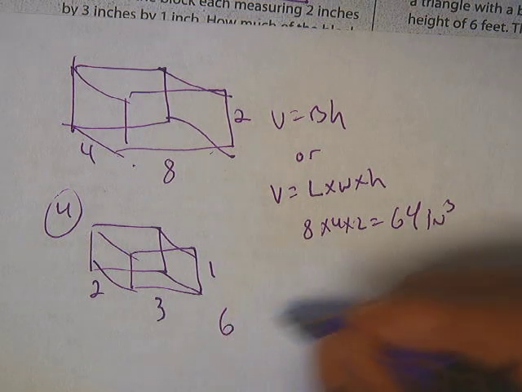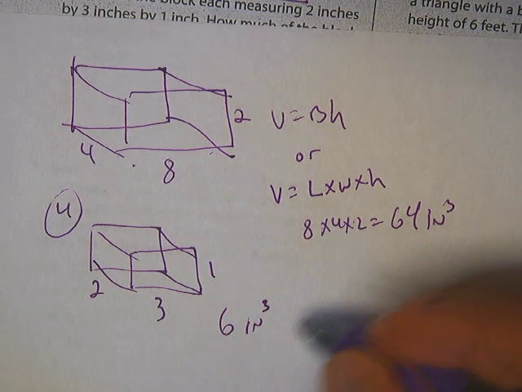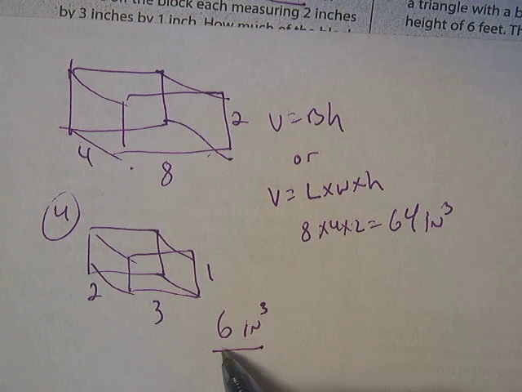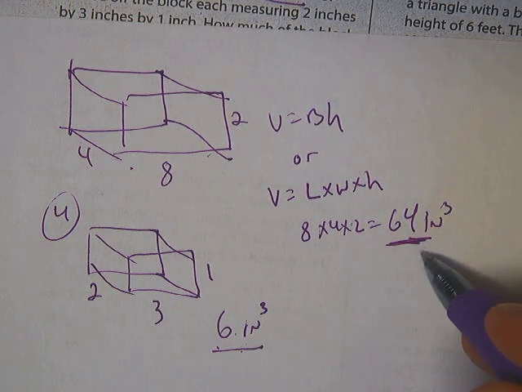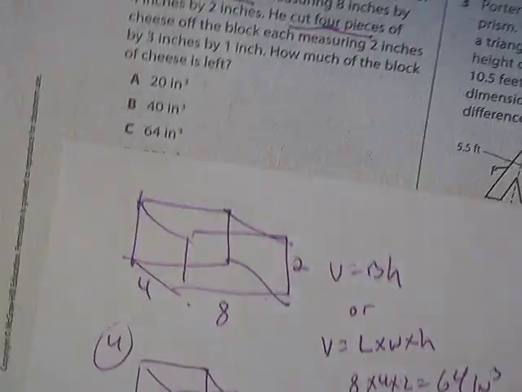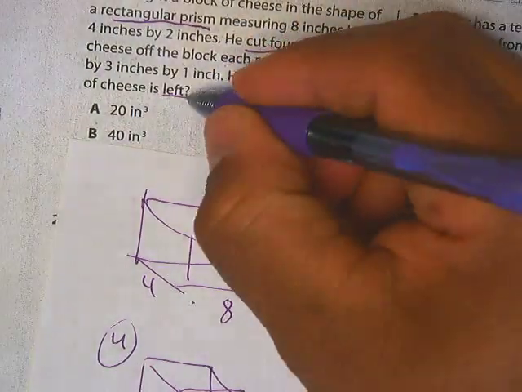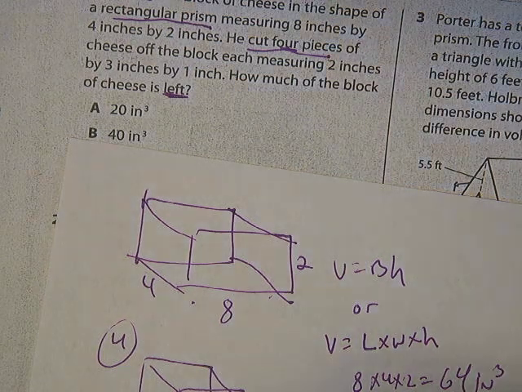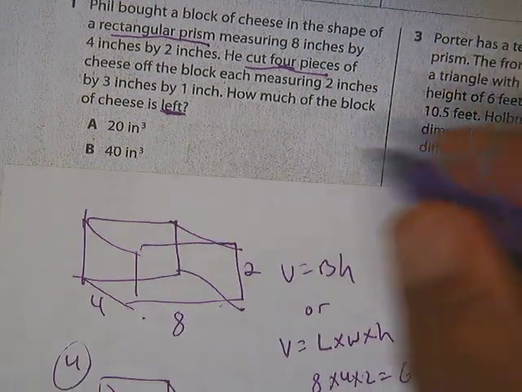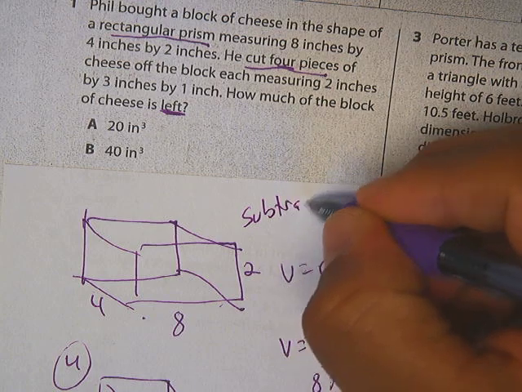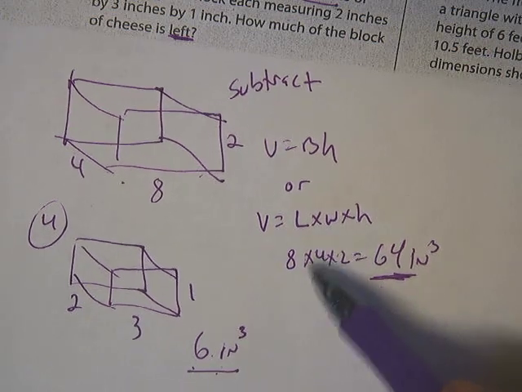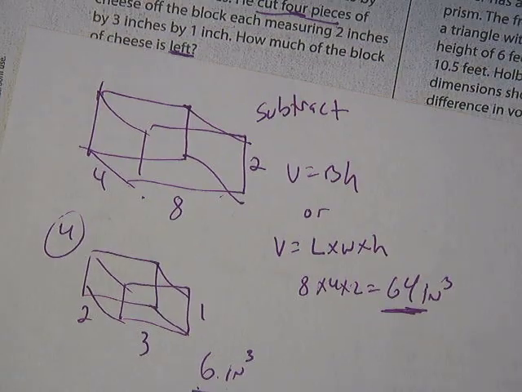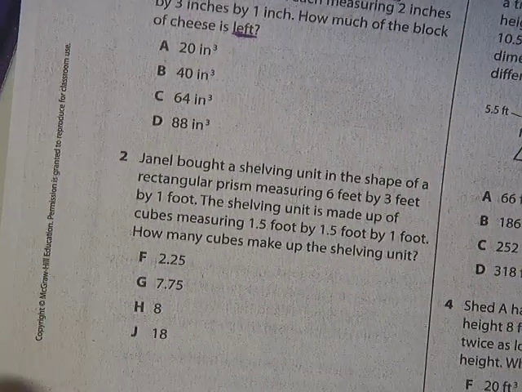And this one is 3 times 2, 6, times 1, which is 6 cubic inches. You're cutting 4 of these pieces, so 4 pieces that measure 6 cubic inches each, and you have a total of this much cheese. The question is, how much of the block is left? That word left means subtract. I didn't give you the answer, but I think I gave you enough information to solve the problem.